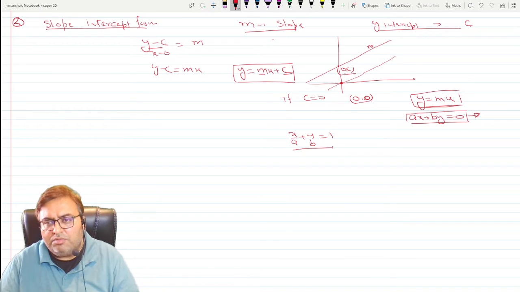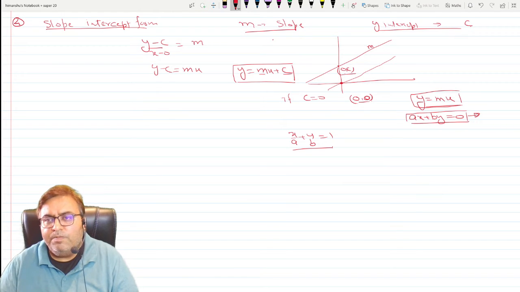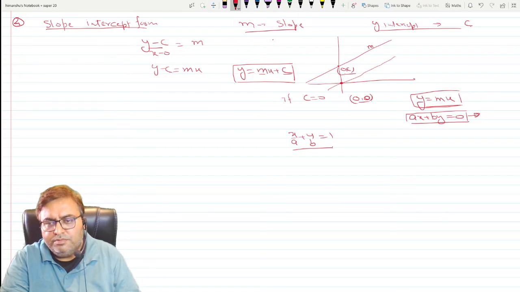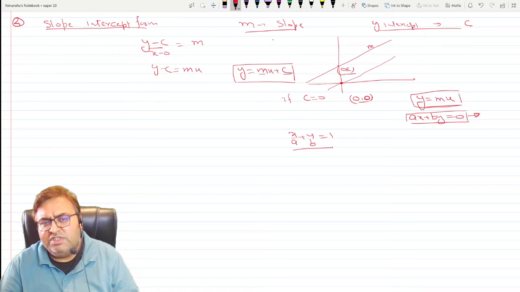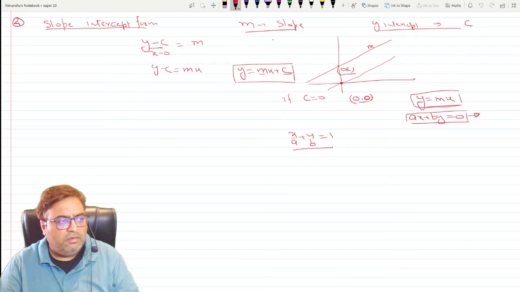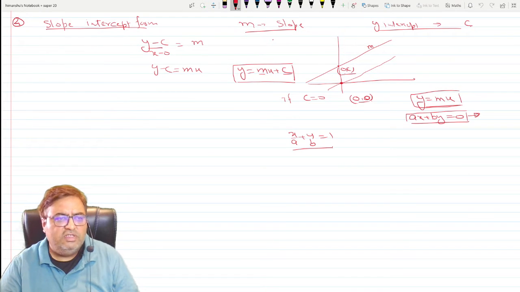Now I want to ask one thing: how do you define two parallel lines? What are two parallel lines? There are different definitions of parallel lines. One is two lines which do not intersect, or two lines which have an equal distance between them at any instance. So we say that when two lines are parallel, they will never intersect, or they will have a constant distance between them.